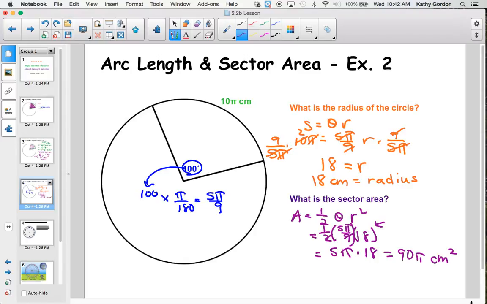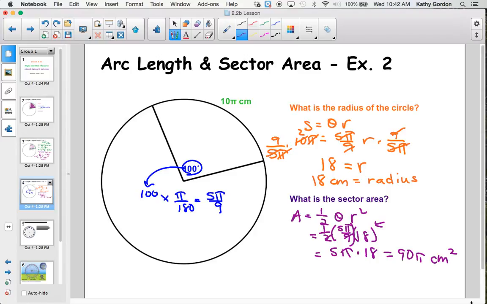Our distance for radius does not end up having a pi in it, because the two pieces that we knew, the arc length and our angle in radians, had pi's that canceled out. So we just ended up with a simple 18 for our distance, but when we find the area, the pi's not going to cancel out. We're going to keep that as part of the answer and just leave it as 90 pi centimeters squared, which ends up being about 270 centimeters squared. If you just round it off to a nice easy 3 for pi, we're talking about 270 centimeters squared, more or less.